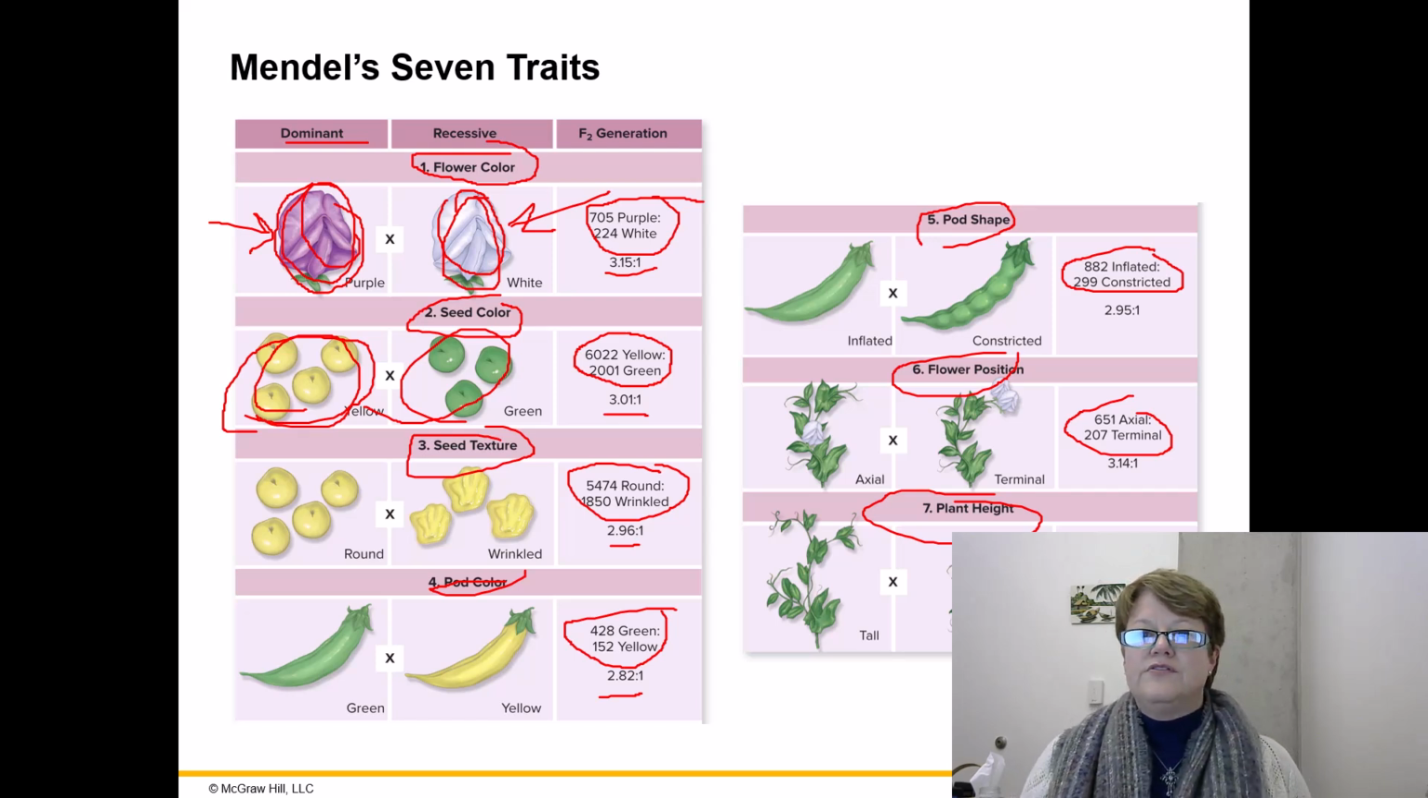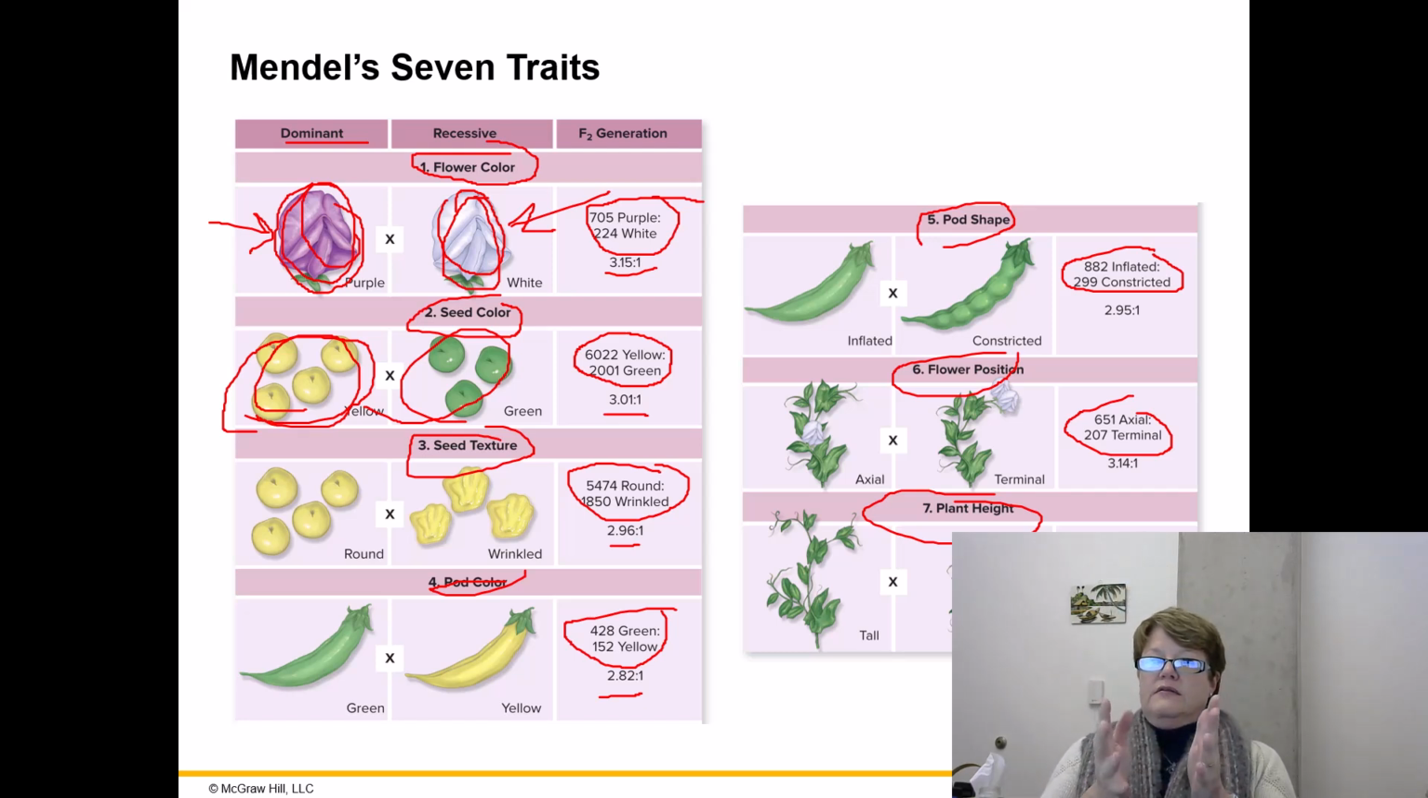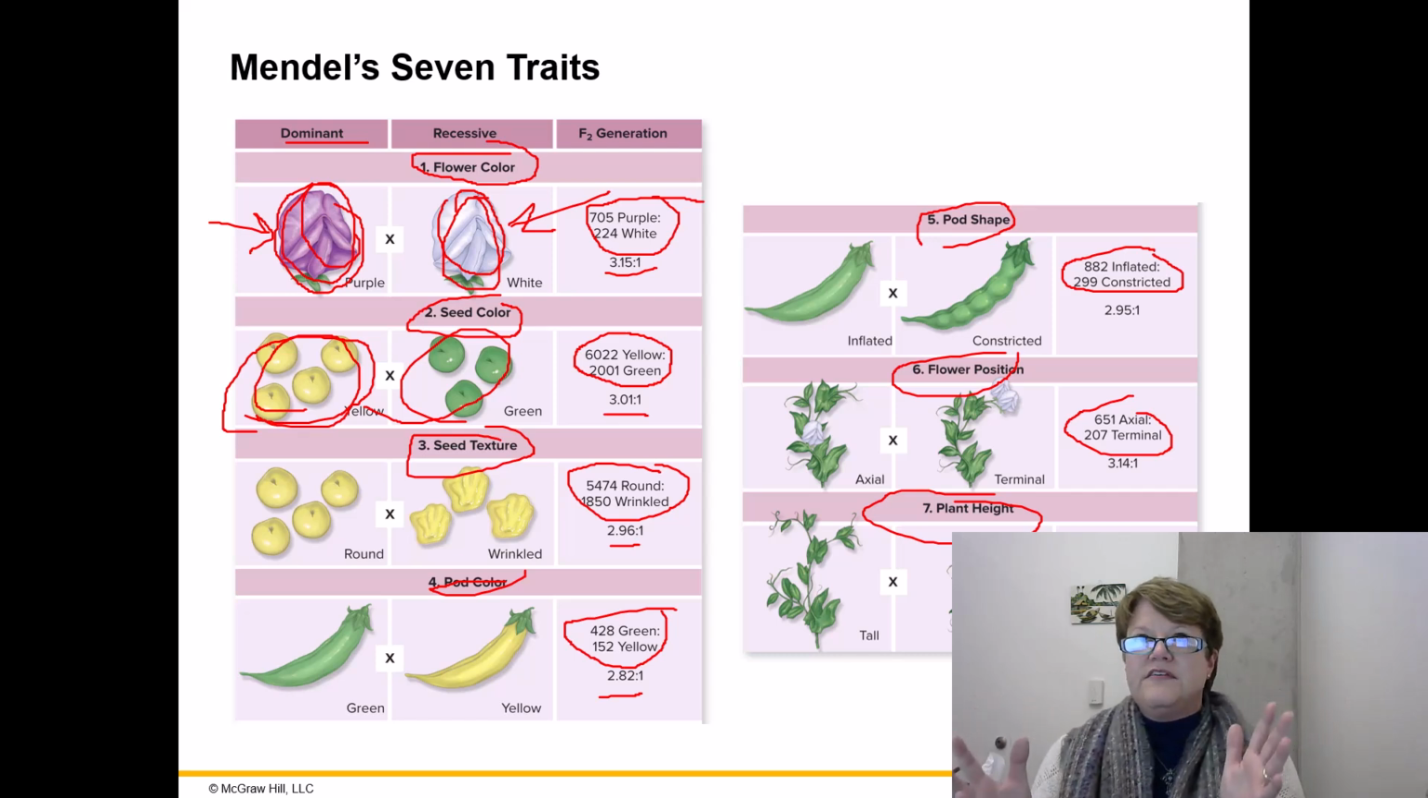When you have two alleles that are the same in a plant, there's no real need to use the word dominant or recessive, because if you have two alleles in the plant and they're both for round seeds, then of course the plant's going to have round seeds.